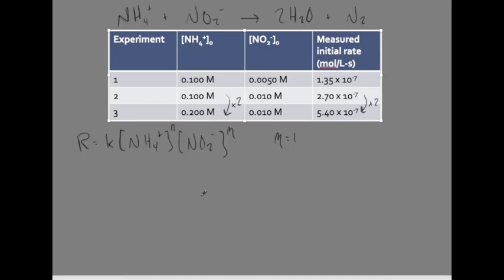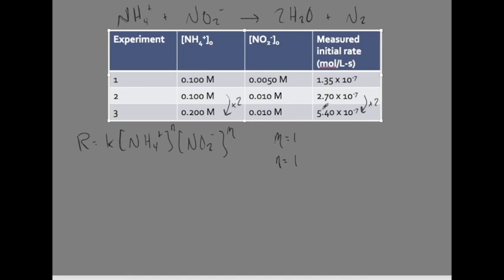Okay. Hopefully you saw quite quickly that the exponent on NH4 in my rate law has to be a 1 as well. N has also got to equal 1. Why? Two ways we can think about it. From experiment 2 to 3, NO2 stayed the same. It did not change, but I doubled the initial concentration of NH4. What effect did that have on my rate? Well, my rate doubled, didn't it?